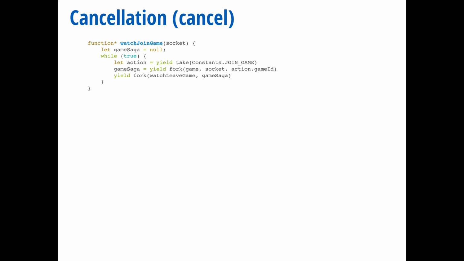So we can take the constant join game, we start the game, and then we take this game saga, and we can start a new saga saying, watch for an action called leave game. This action leave game, we can also take, but in this case, if we receive the action game leave, then we cancel the other saga. So we cancel everything else, the children and everything else, terminating.